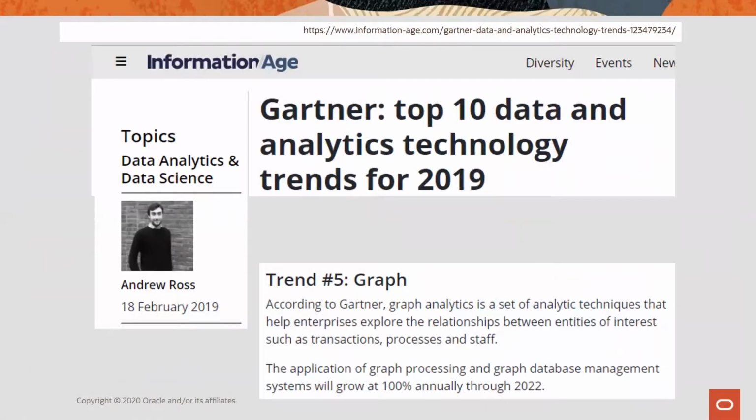Graph analytics and graph technologies actually have become very popular, and that's also reflected in the analysts' opinion. If you look at the top 10 data analytics technology trends for 2019, which Gartner came up with in spring of 2019, among these top 10 trends, trend number 5 was graph databases and graph analytics.